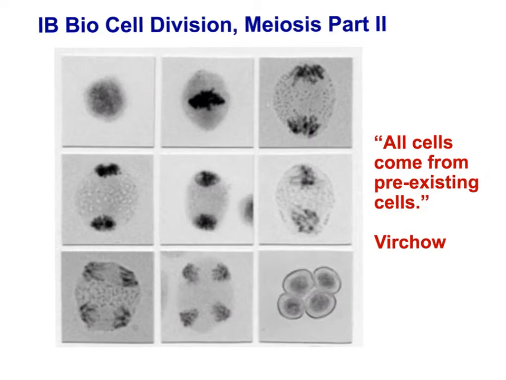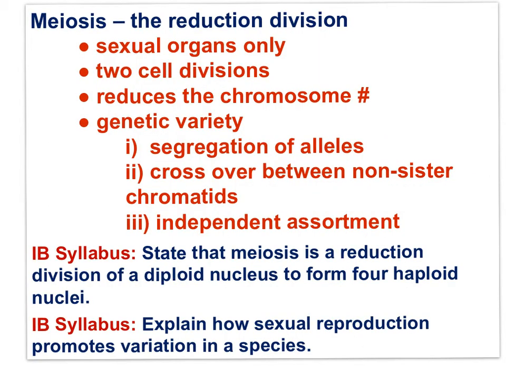This movie has some higher level syllabus statements, but all of the concepts in this movie are appropriate to both SL and HL students. Meiosis as a reduction division serves to reduce the chromosome number in gametes. Then, when gametes fuse upon fertilization, the diploid condition is restored.